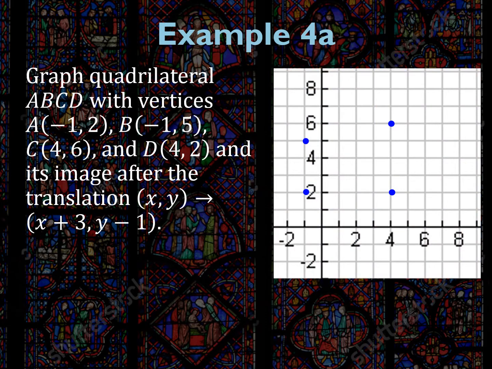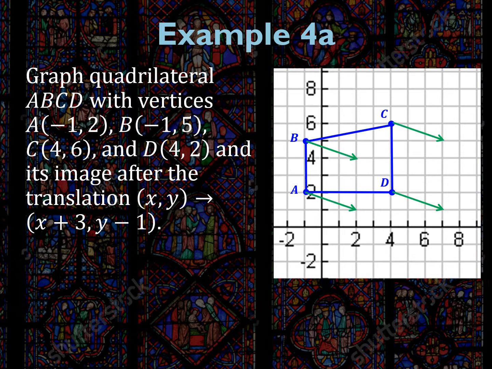All right, example 4a. Graph quadrilateral ABCD with the vertices that you see and its image after the translation (x, y) becomes (x + 3, y - 1). So I have on this image the pre-image A, B, C, and D, the original coordinates: A (-1, 2), B (-1, 5), C (4, 6), and D (4, 2). And what you're going to do is graph the translated image by taking each x coordinate, adding 3, taking each y coordinate, subtracting 1.